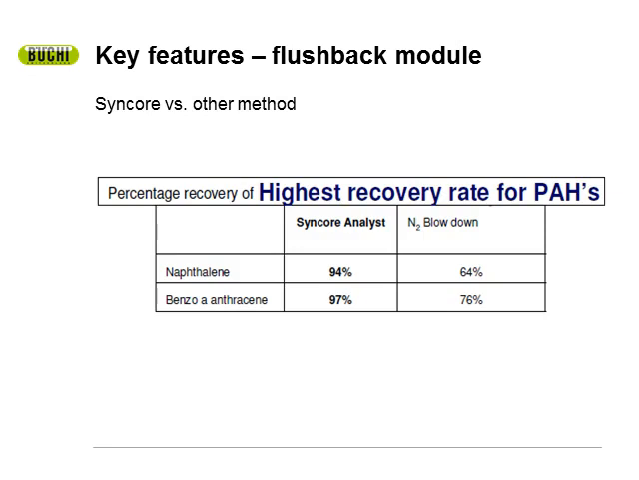Here's a little table that compares the Syncore with the flushback module versus another technology known as nitrogen blowdown. These two compounds are usually highly tested in analytical analysis, and you can see for naphthalene, there's a 30% difference in recovery rate with this one compound. So you can see that the flushback module is very important to have. Again, I'll let you look at this for 2 seconds, and then we'll flip the slide.